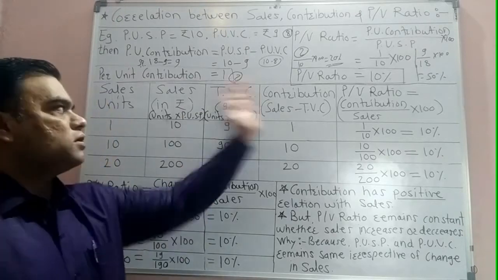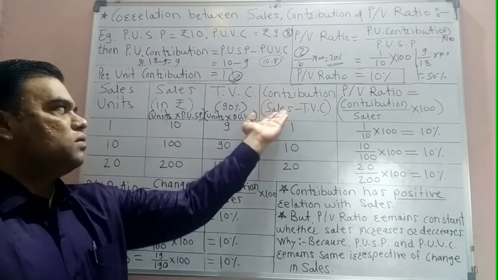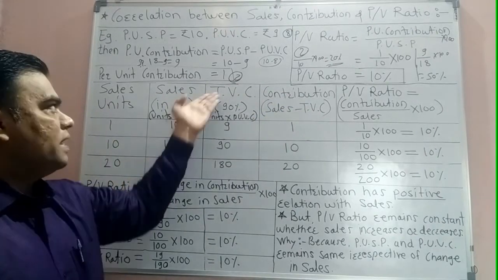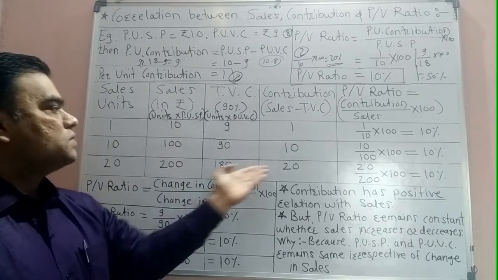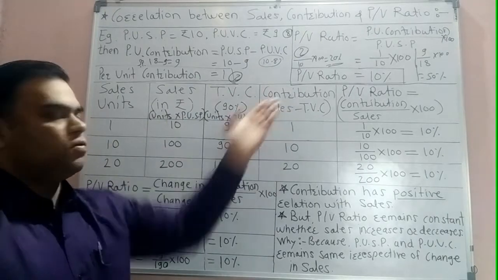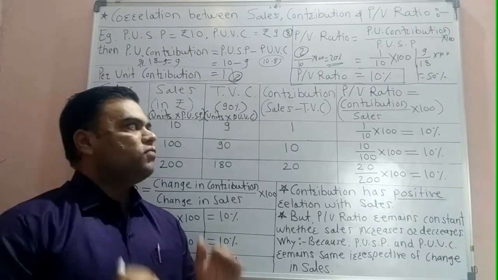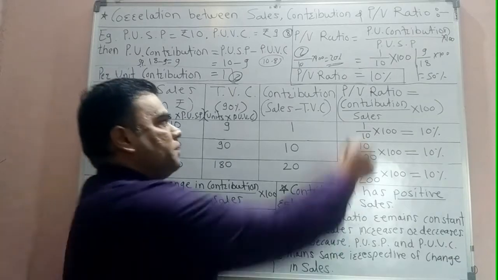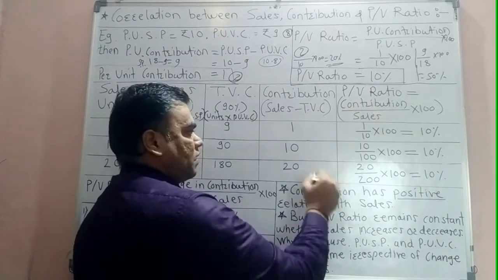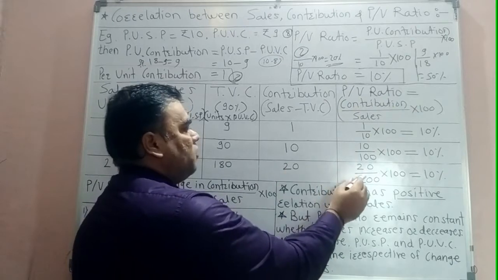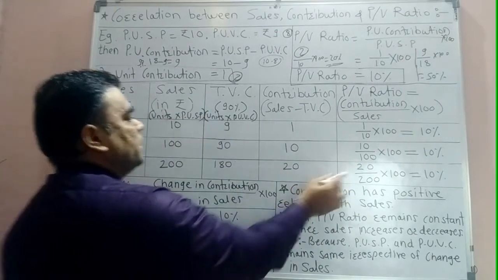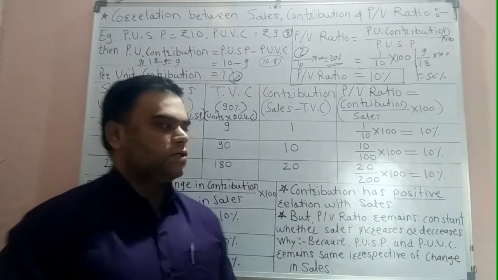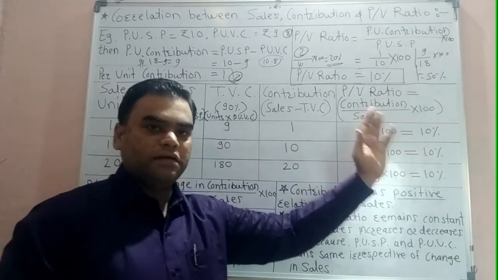Then what will be the contribution? As we know, contribution is equal to sales less variable cost. So sales, which is 200, less total variable cost 180. So the remaining 20 will be the amount of contribution. Then what will be the contribution to sales ratio or PV ratio? PV ratio is equal to contribution upon sales into 100. Contribution 20 upon sales 200 into 100. Then the PV ratio or contribution to sales ratio is again 10%.